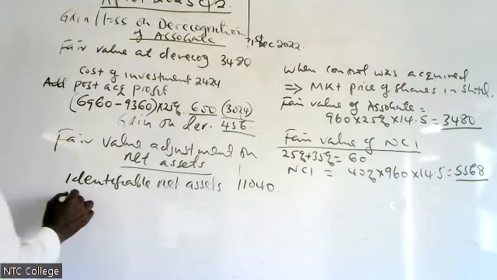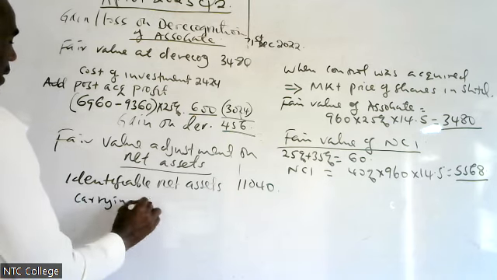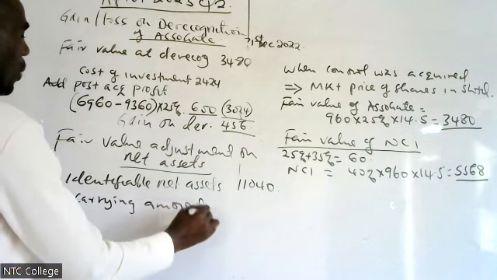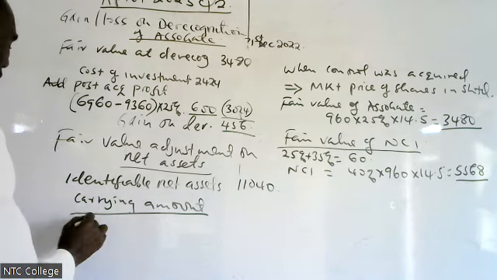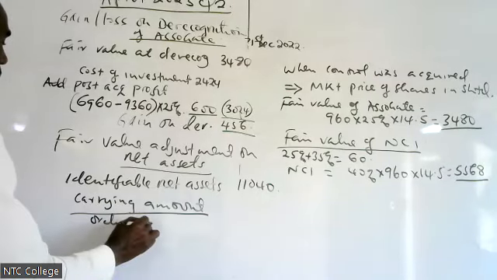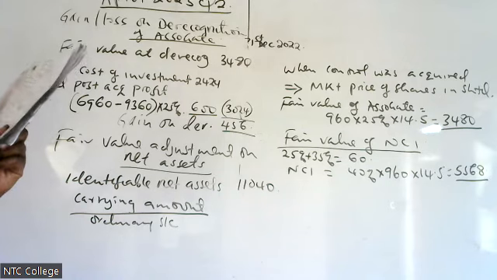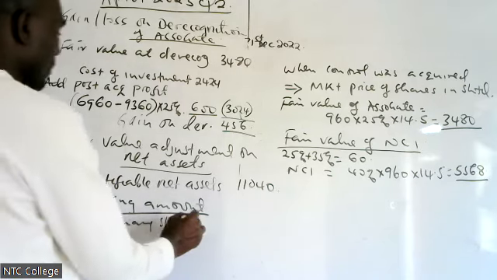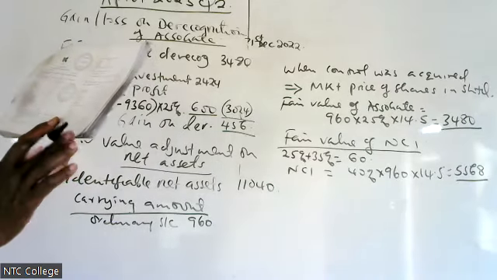Then we come to check the carrying amount. Carrying amount of this subsidiary when we gained control: we take ordinary share capital. Ordinary share capital is 960. 960 is our ordinary share capital.